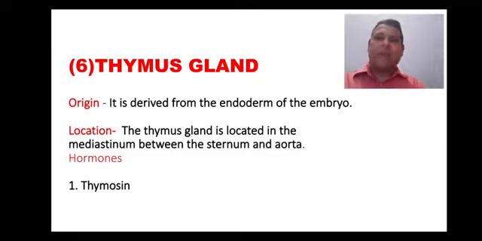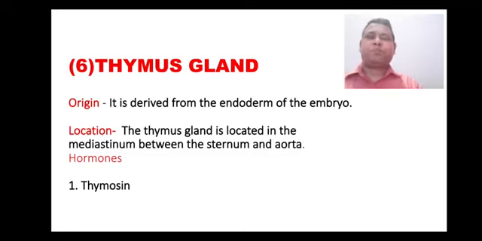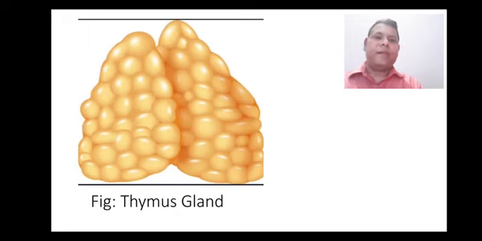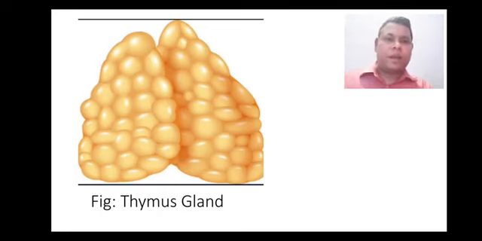It is a prominent gland at the time of birth, but gradually atrophies in the adult. Hormones of the thymus gland: the thymus secretes a hormone named thymosin, which stimulates the development of certain kinds of white blood cells involved in producing immunity. Just like the lobe of the thymus gland, you can see the exact, clear-cut diagrams of the thymus gland.